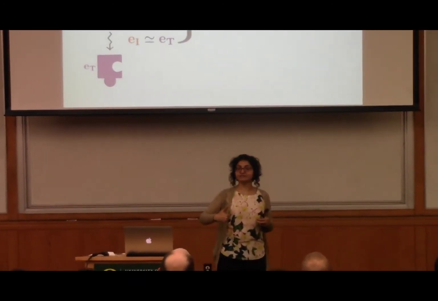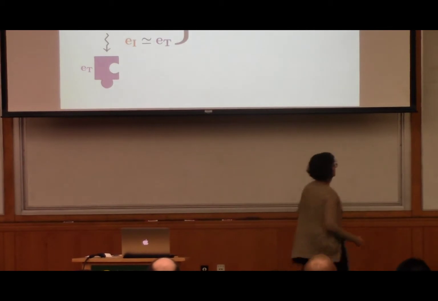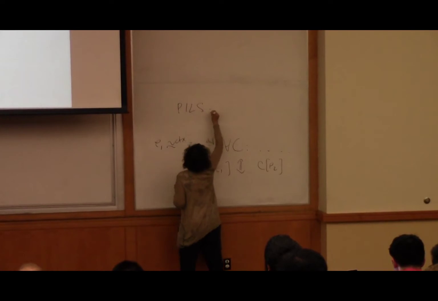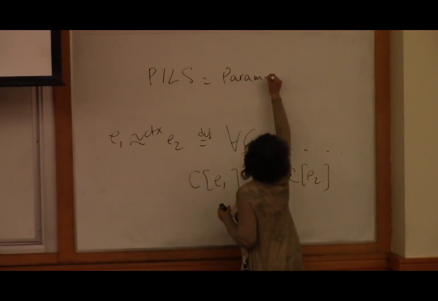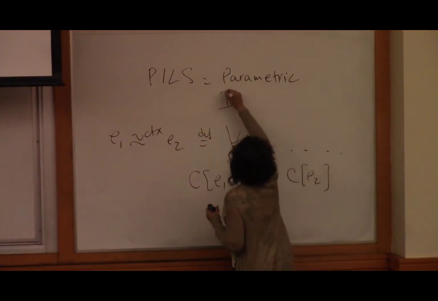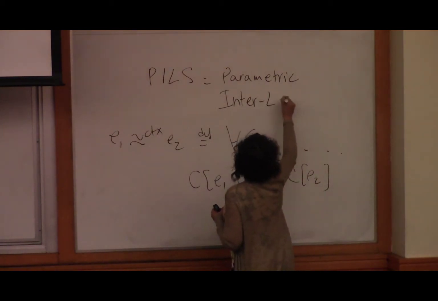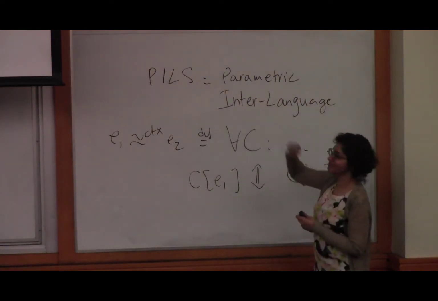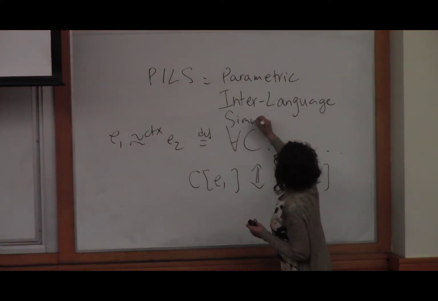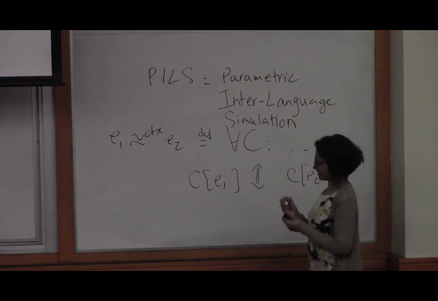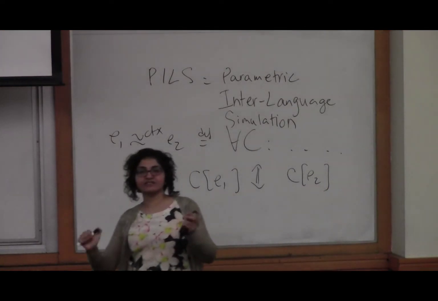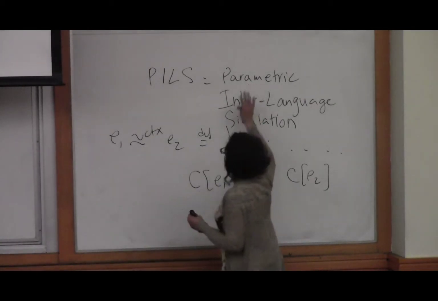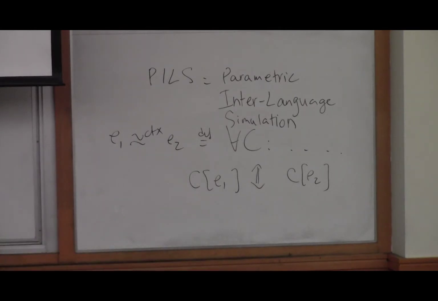So could you just remind me what PILS stands for? Okay, parametric inter-language simulation. So I've been saying cross-language. They called it inter-language, easier to pronounce in an acronym. The word simulation kind of replaces logical relation. The inter-language captures the cross-language part, and they're parametric in a certain amount of knowledge, which is the whole trick in getting them to be transitive.